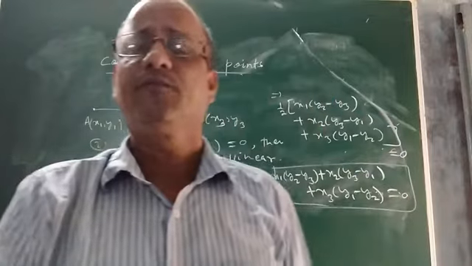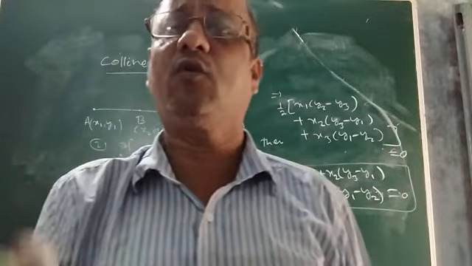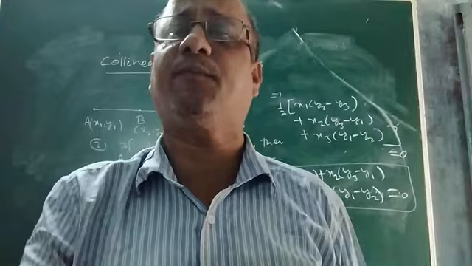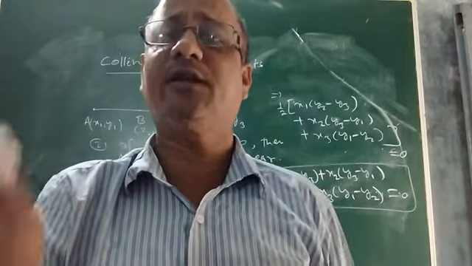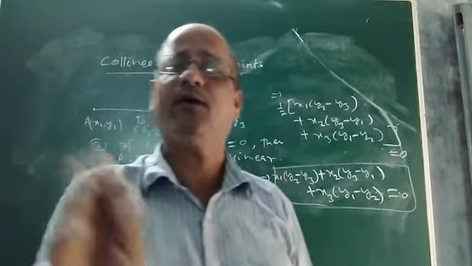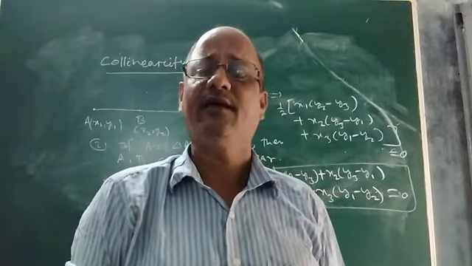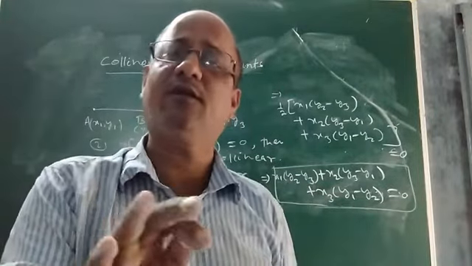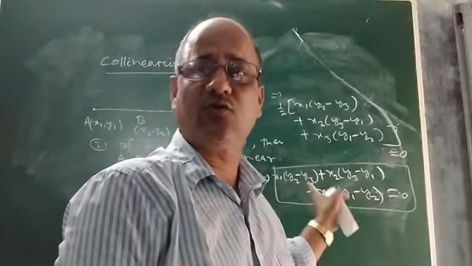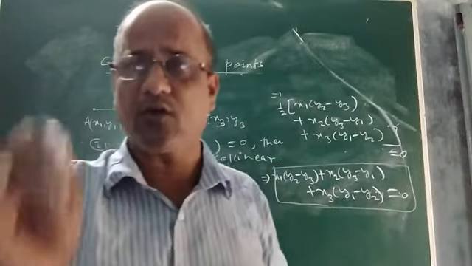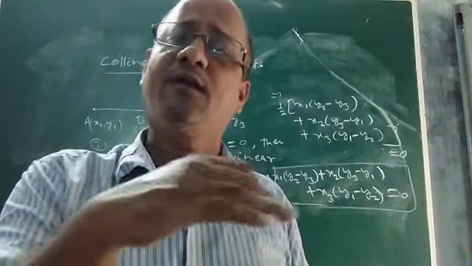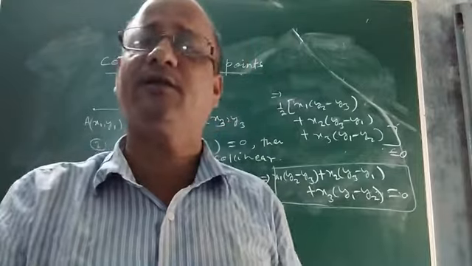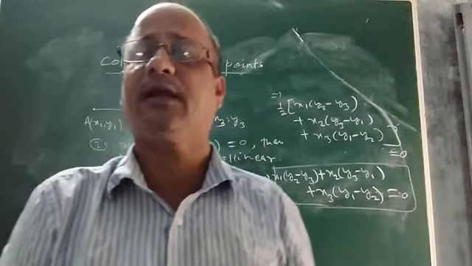Children, I hope whatever I discussed in this class about collinearity of points using coordinate geometry is clear. You are given 3 points whose vertices are given, so how will you test whether they are collinear or not? I hope you understood these two conditions for testing the collinearity of 3 points. If you have understood, then you can easily apply it to the problems. We shall discuss problems later.